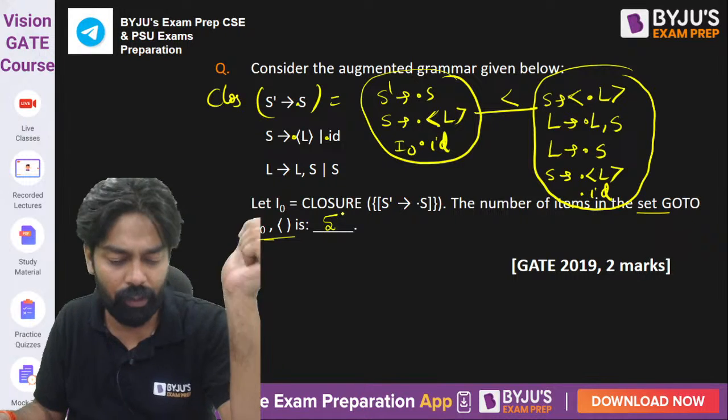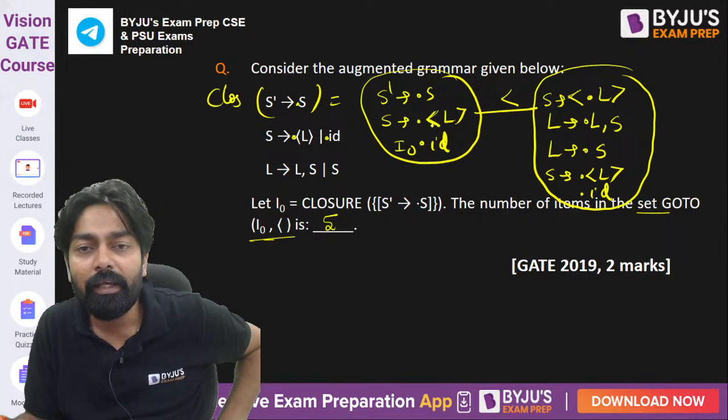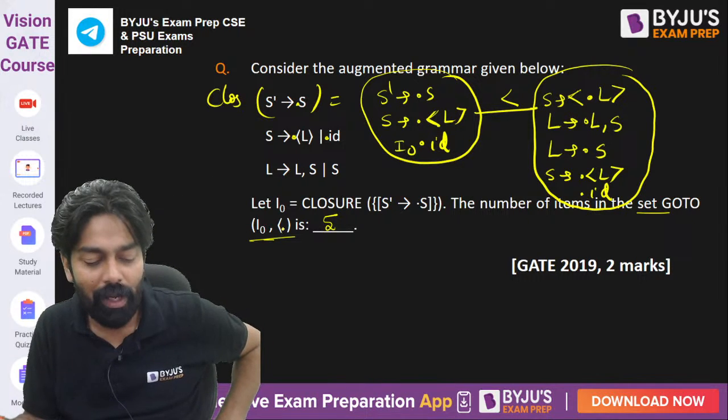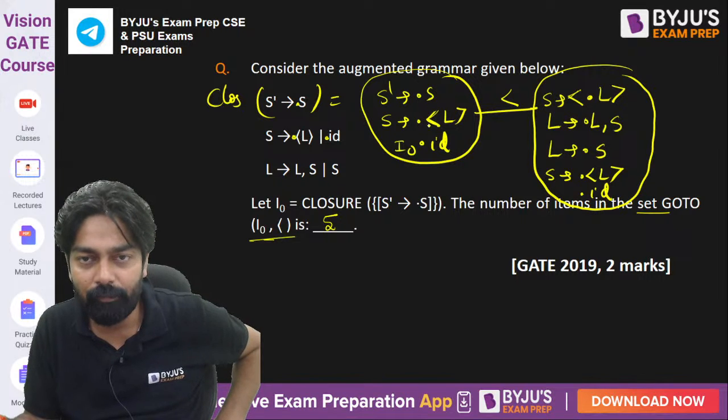Answer will be 5. You can cross check once. See clearly, they are asking about goto I0 on less than symbol. Fine. So see here, I0 on less than.